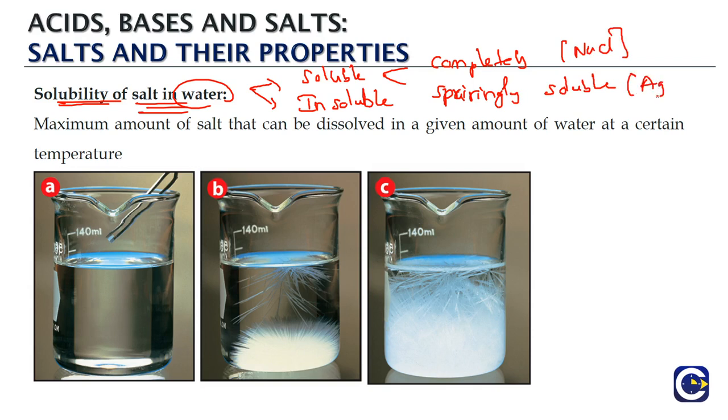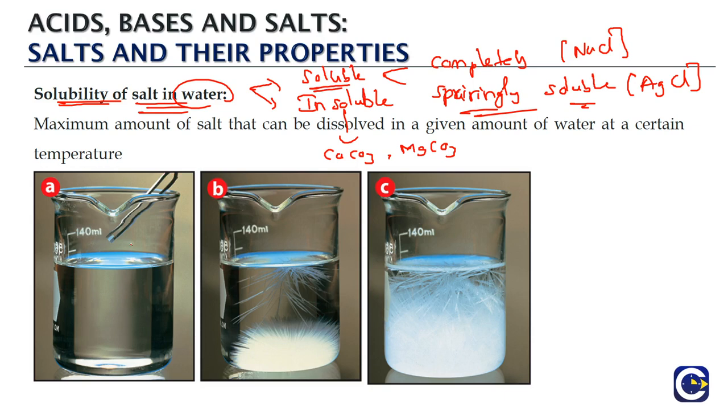If you look at something like silver chloride, this will be sparingly soluble. If you look at, say for example, calcium carbonate or magnesium carbonate, they will be insoluble. They will not dissolve in water. Now for the salts which are soluble, we use the concept of solubility.